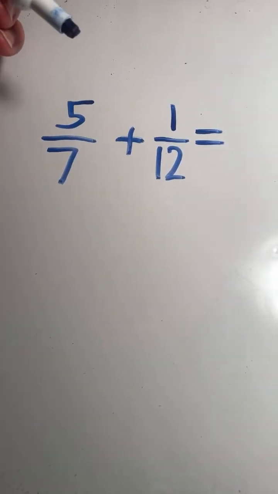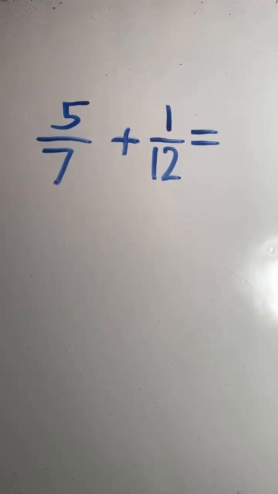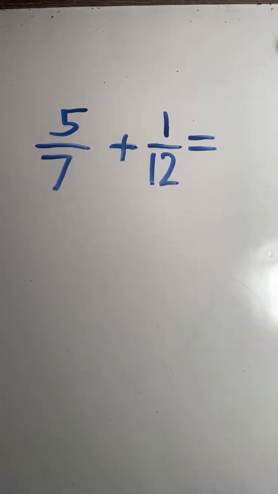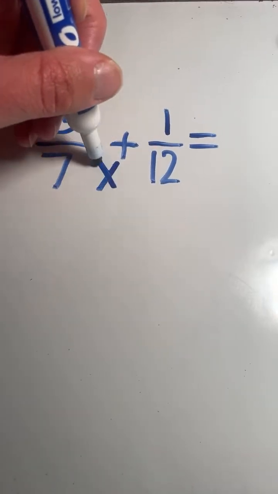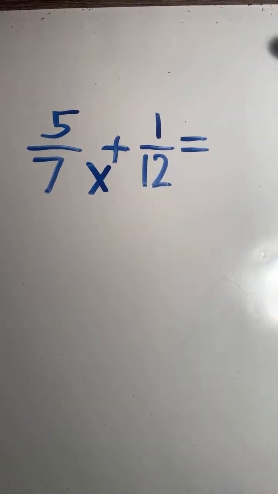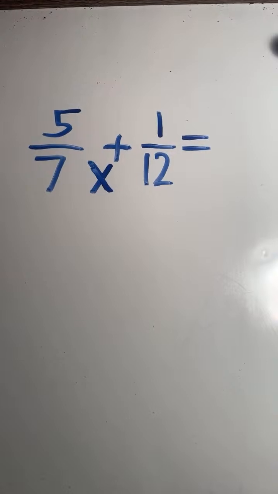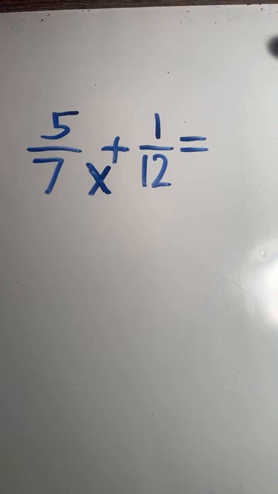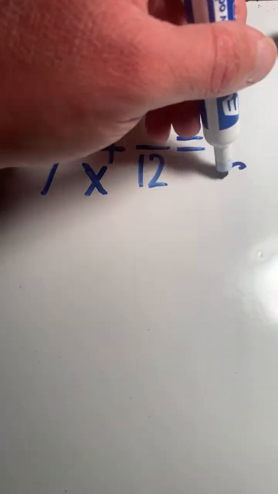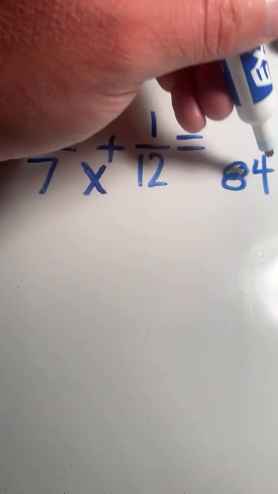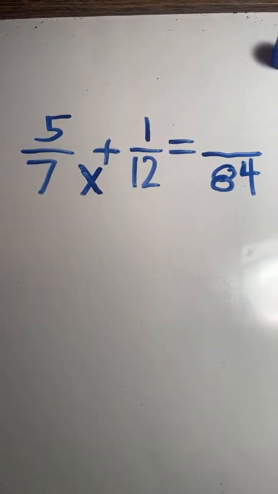So step one, we need to find a common denominator because we cannot add fractions with different denominators. One of the quickest, most efficient ways to find a common denominator is by multiplying the two different denominators. So we're going to multiply 7 times 12 equals 84. So 84 is our common denominator.